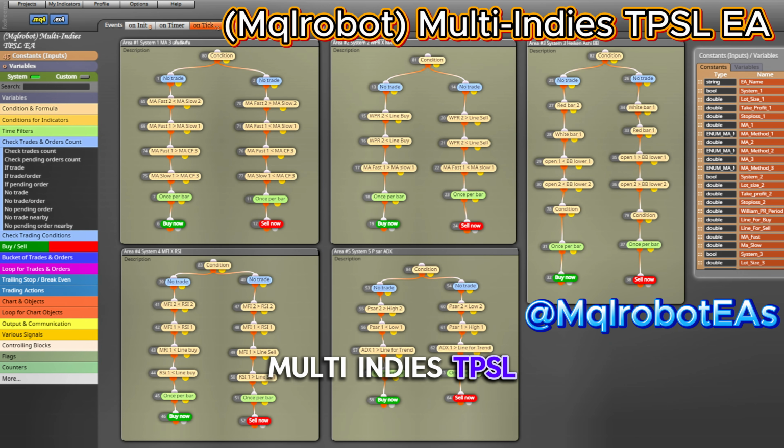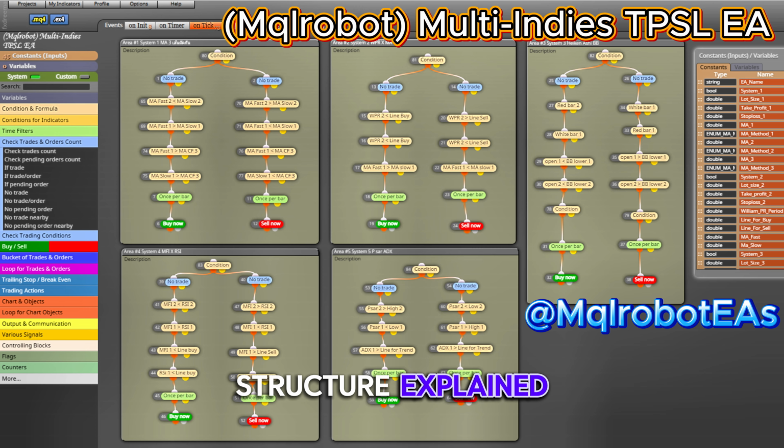Multi-Indies TPSL EA, FXdreema EA structure explained.